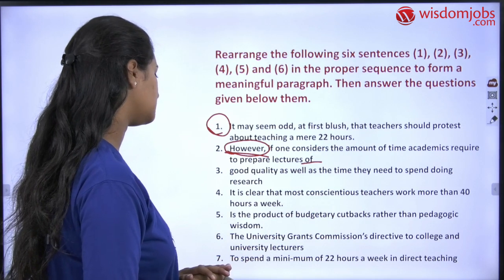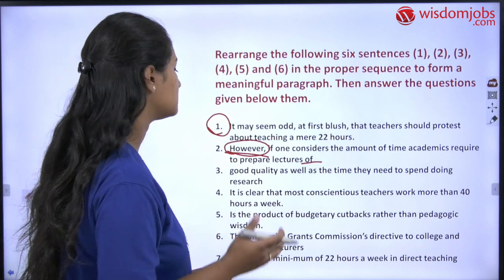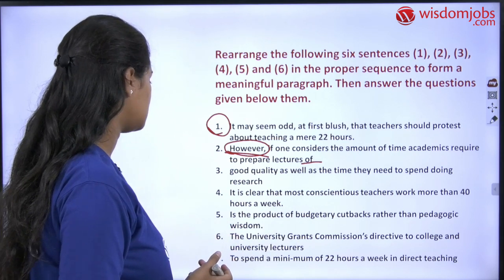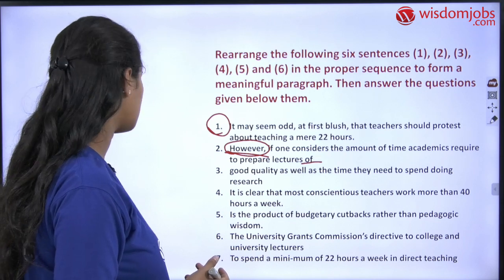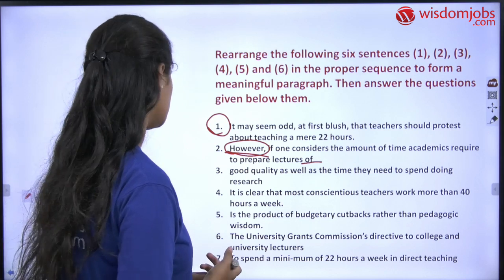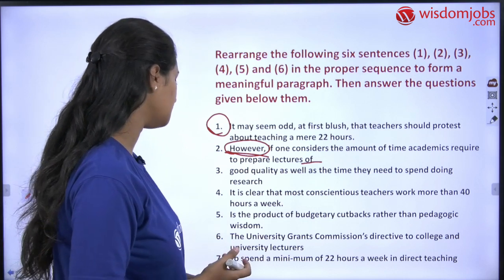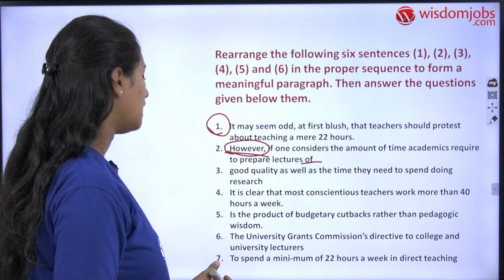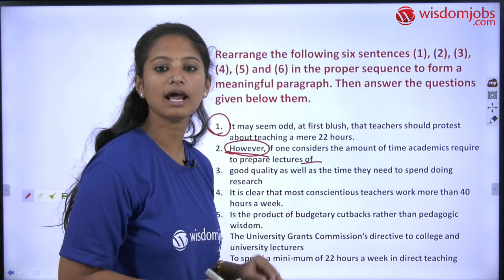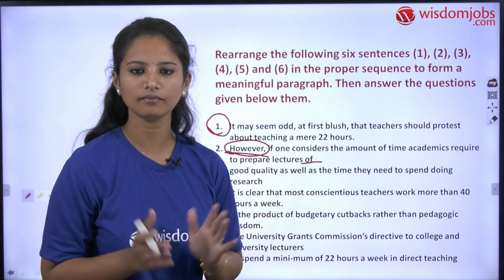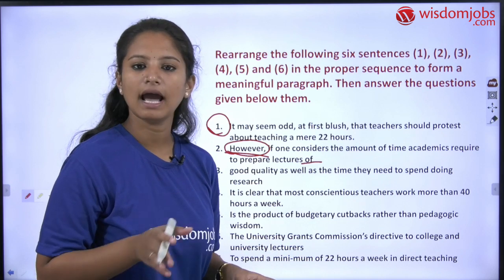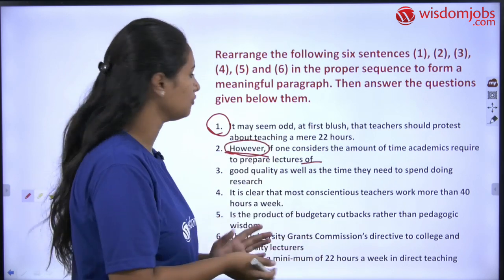Most conscientious teachers work more than 40 hours a week. Is the product of budgetary cutbacks rather than pedagogic wisdom. The University Grants Commission directive to college and university lecturers to spend a minimum of 22 hours a week in direct teaching. So basically most of the sentences here have abruptly ended. That means it's not a continuation, but somewhere in the middle they have ended, and the continuation is somewhere here that we have to find out.